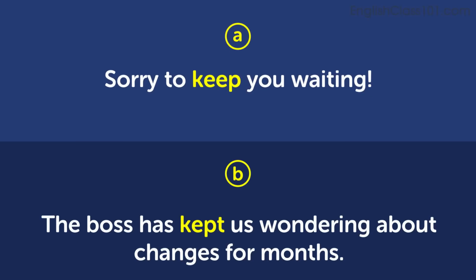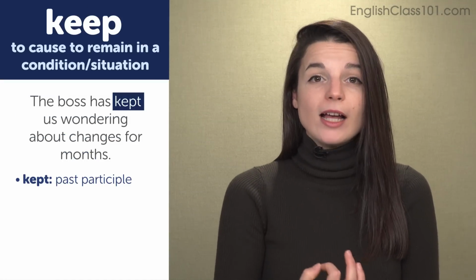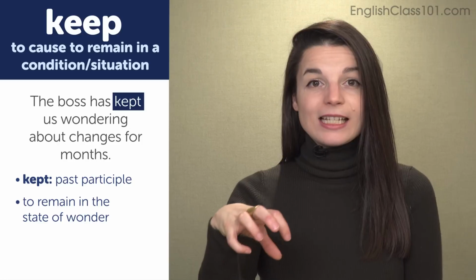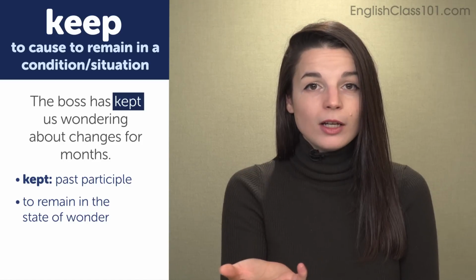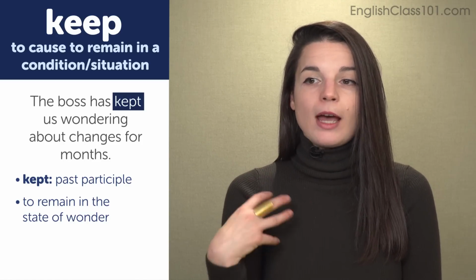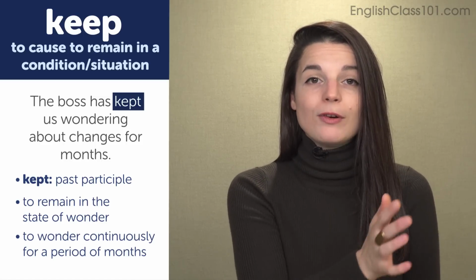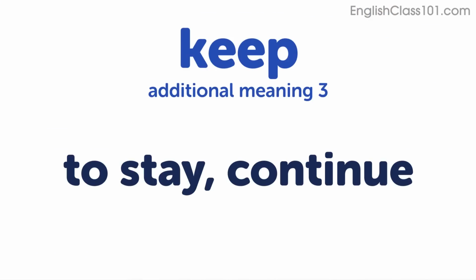The boss has kept us wondering about changes for months. That was past participle. The boss has kept us wondering. So we remain in the state of wondering here. The boss has kept us wondering for months. So it has caused us to wonder continuously for a period of months is the meaning of this sentence. Meaning number 3 for this lesson is just to stay or to continue something.